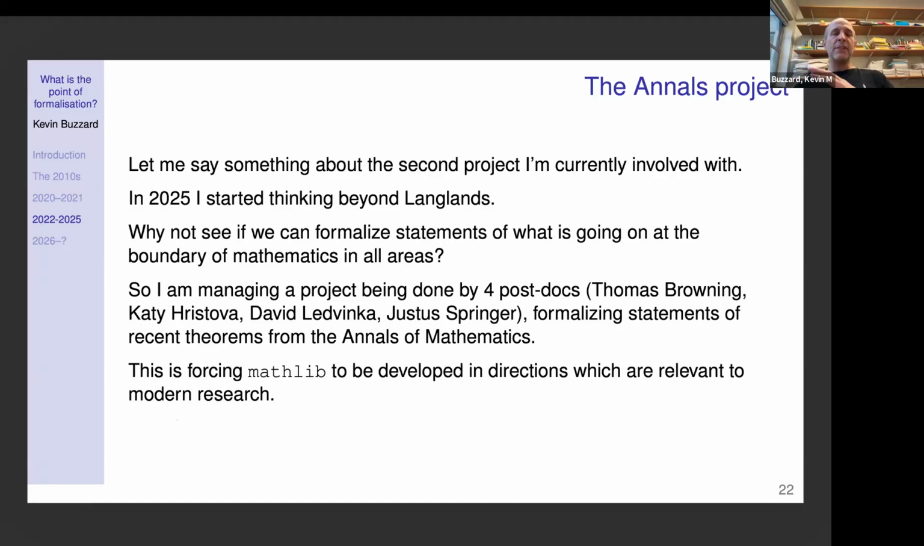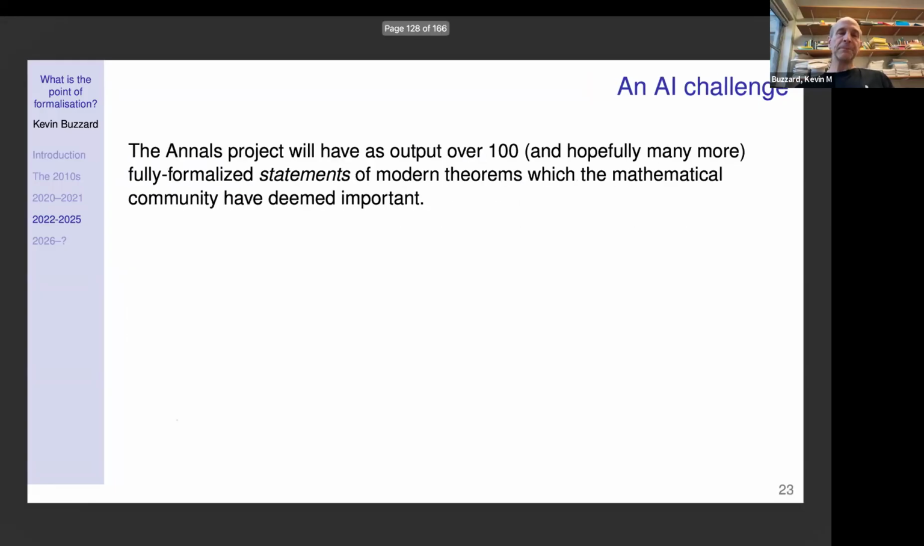And so instead of trying to push the maintainers around to my line of thinking, I'm going to do this instead. I'm going to try and formalize statements of what's been happening in the Annals recently. And if we do most of the Annals, we'll start on some other journal, JAMS or whatever, Inventiones, or we'll start going back to 2015 or something. But there's plenty of difficult modern theorems out there, and I think that any self-respecting maths library should at least be able to state them all. It might not need to have proofs of them all, but it should be able to state them all.